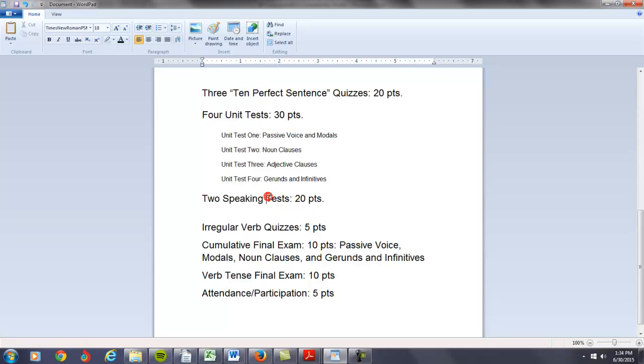If you want to call these quizzes, instead you might consider that or the irregular verb quizzes, but you must be explicit in the syllabus that you cannot drop the cumulative final exam, you can't drop the verb tense final exam, I think. You could drop maybe the 3 10 perfect sentence quizzes or maybe one of these irregular verb quizzes perhaps. All right, so anyway, that's my 2 cents.